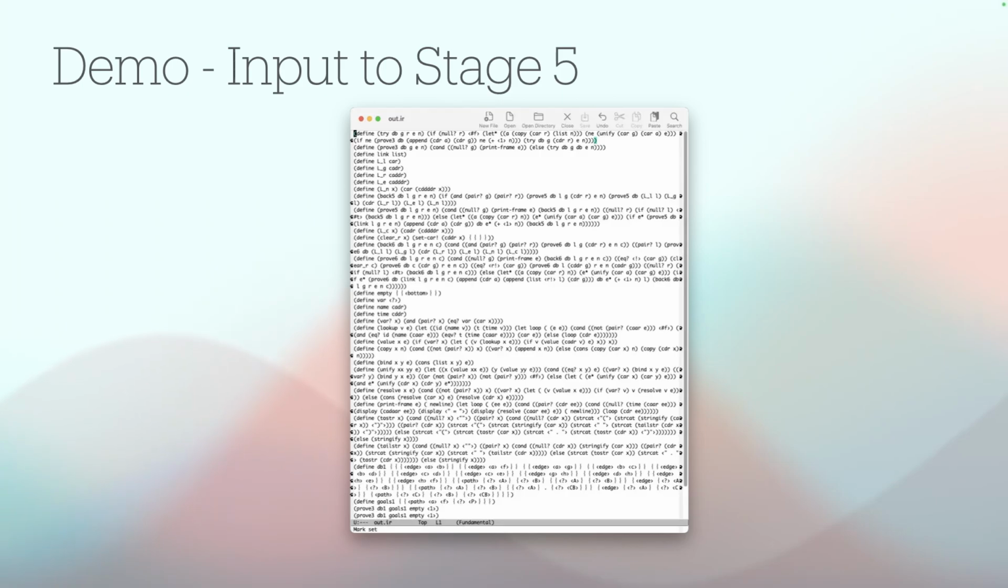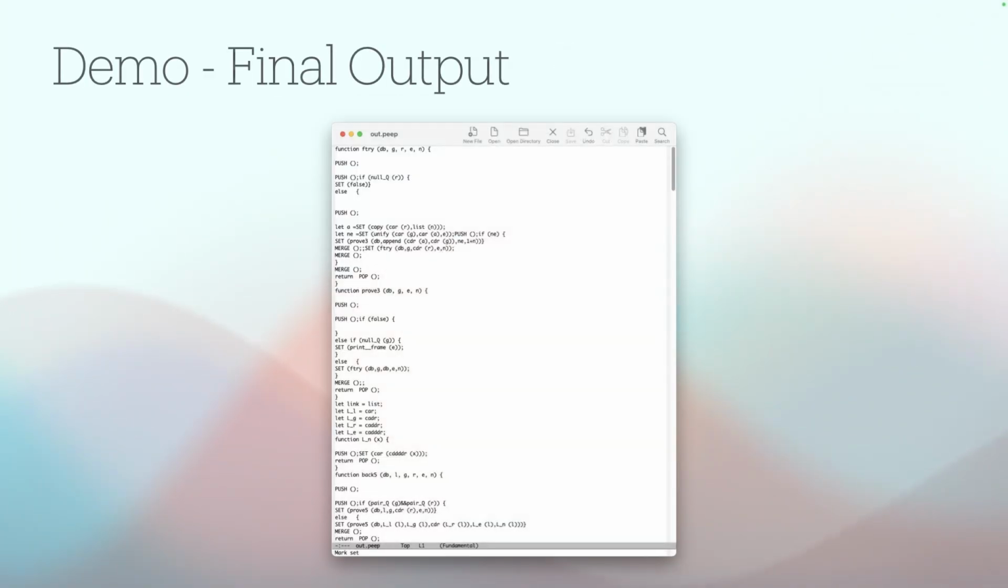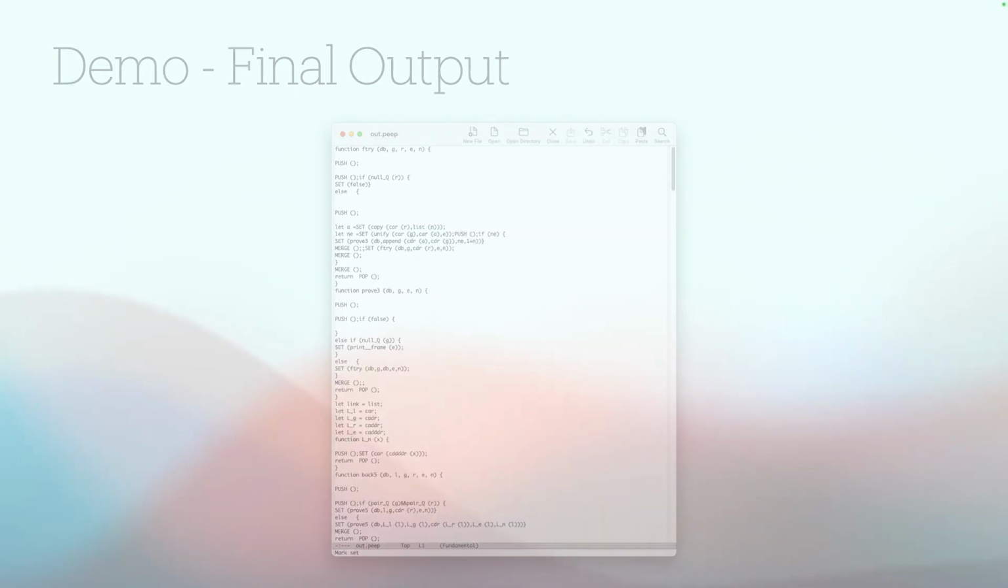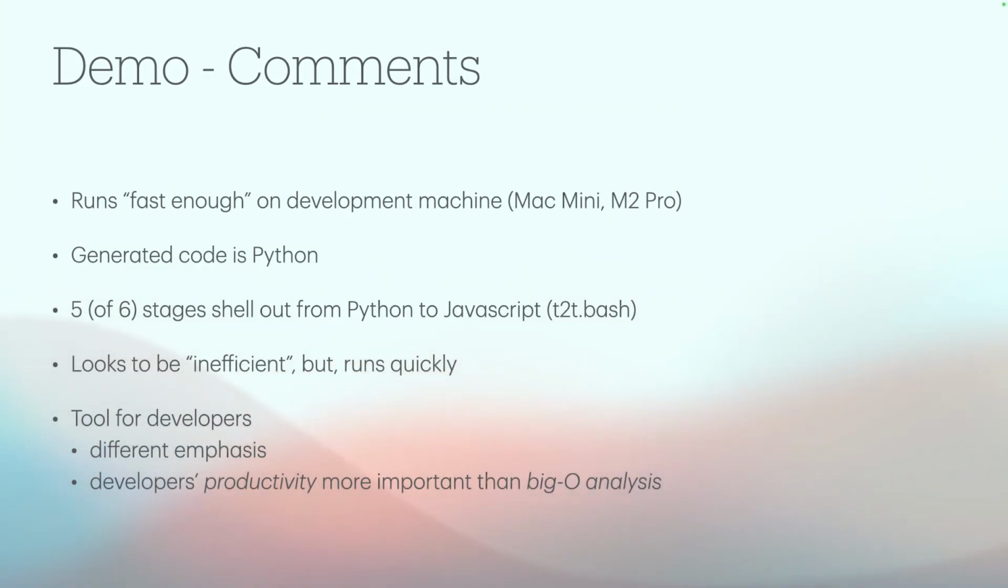Here's what the modified code looks like after the first 4 stages. And here's the final peepholed code. It doesn't need indentation. Node.js can run this code as is. The generator is fast enough for use during development.